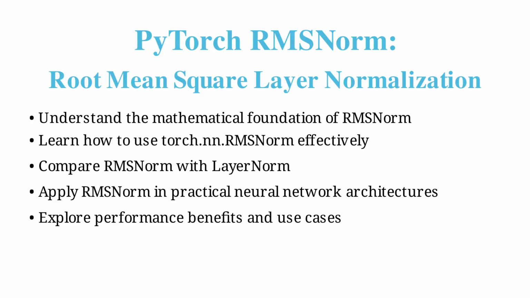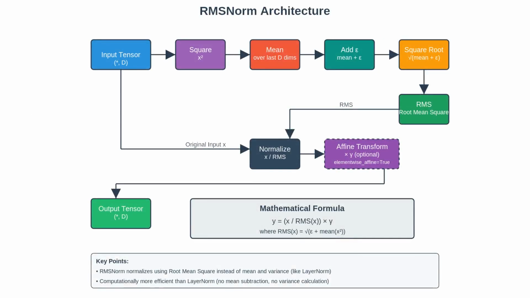Our learning objectives are to understand the mathematical foundation of RMSNorm, learn how to use torch.nn.RMSNorm effectively, compare it with LayerNorm, apply it in practical neural network architectures, and explore its performance benefits and use cases. Let's start with an architecture overview.